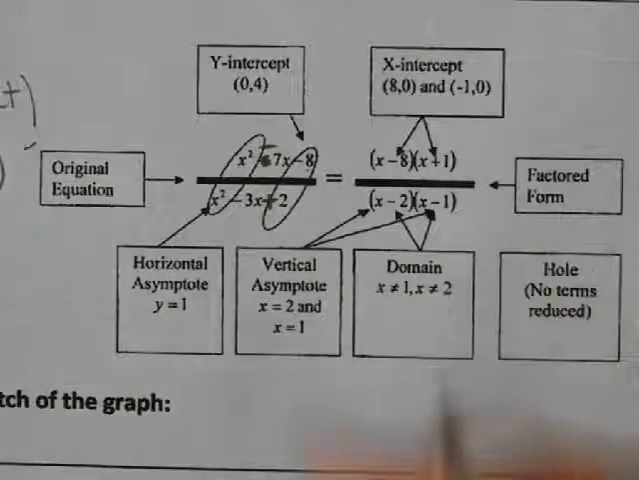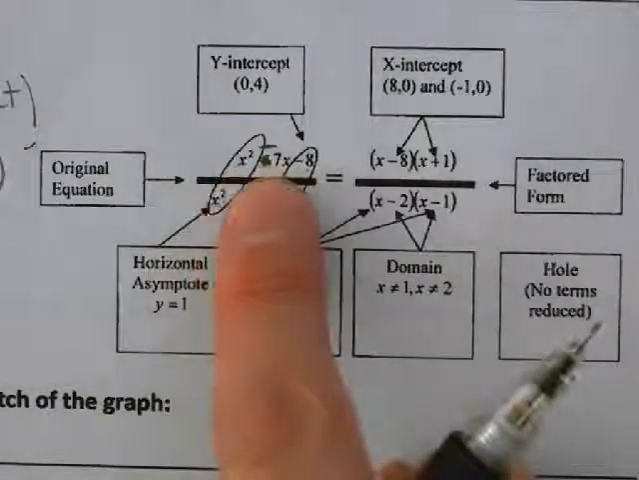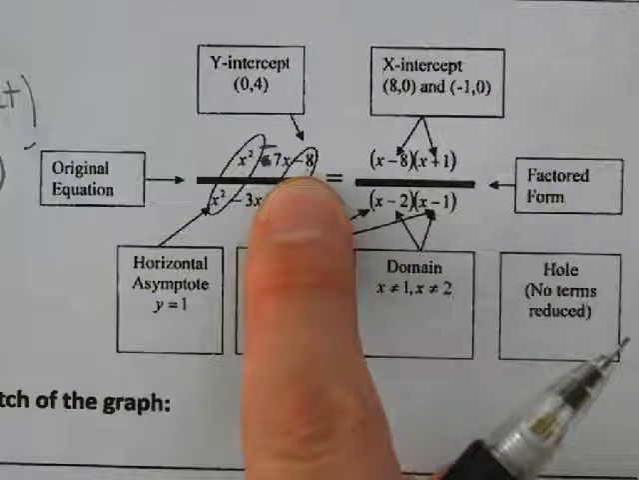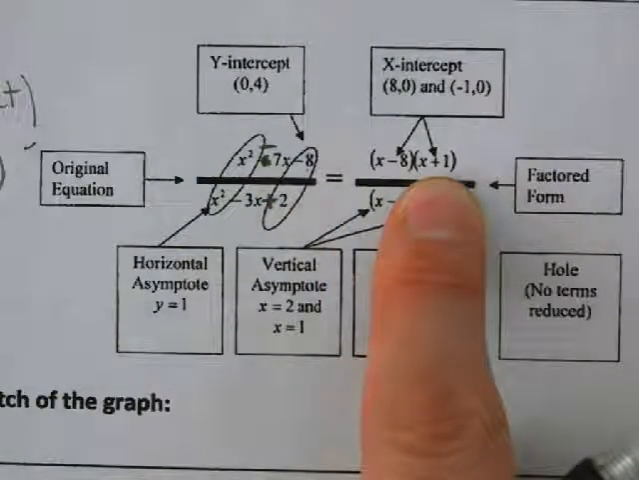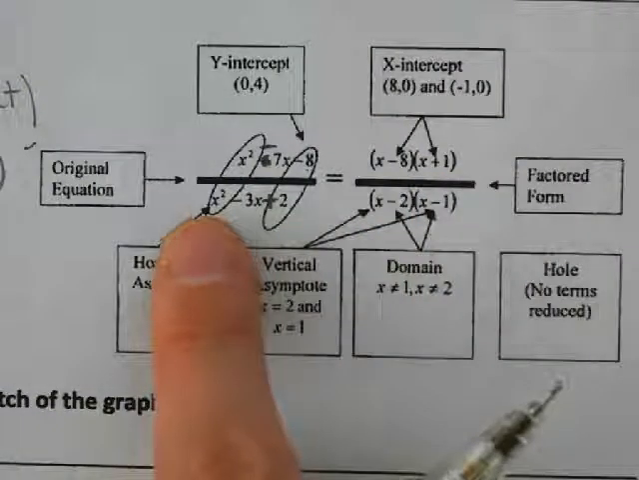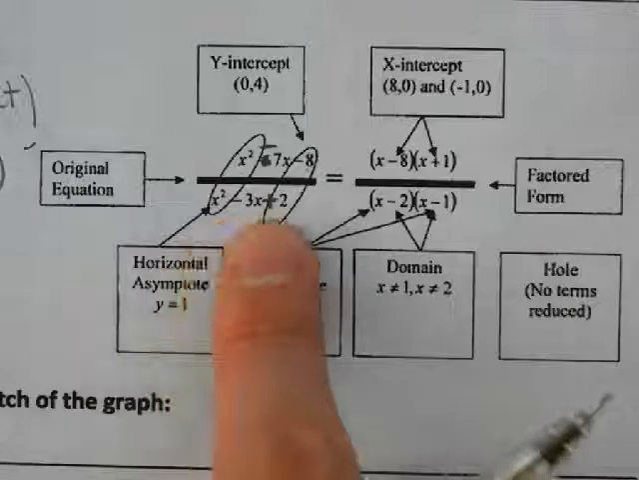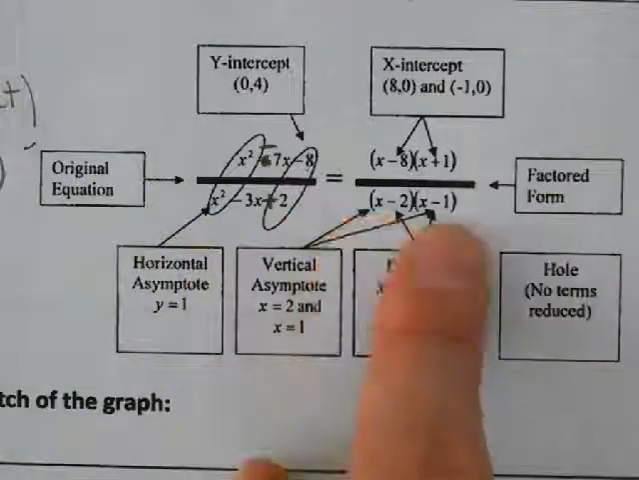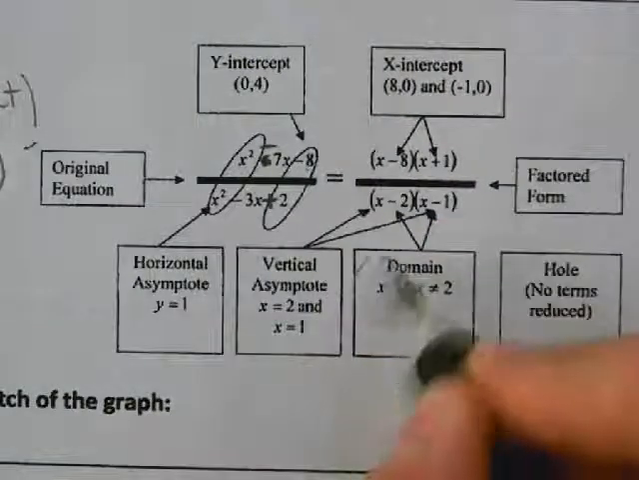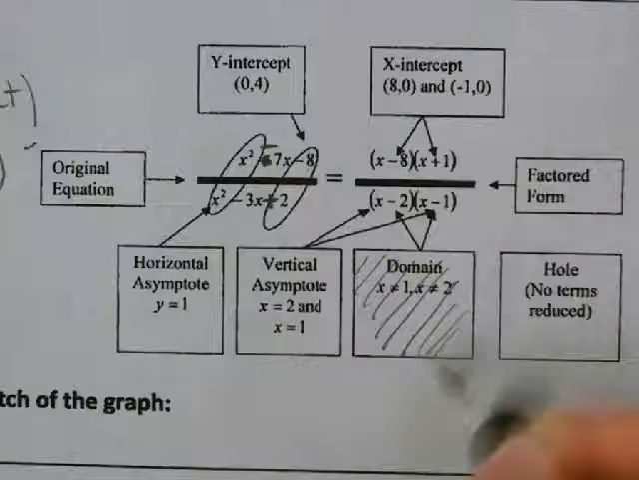Okay, so on the top they said x squared minus 7x minus 8 should give you factors of x minus 8, x plus 1. Do you guys agree with that? X minus 8, x plus 1. At the bottom, x squared minus 3x plus 2 should give you factors of x minus 2 and x minus 1. Do you agree with that? Okay, so I'm going to ignore domain for now.